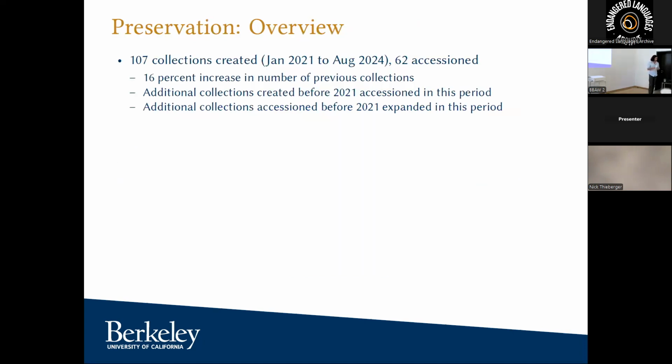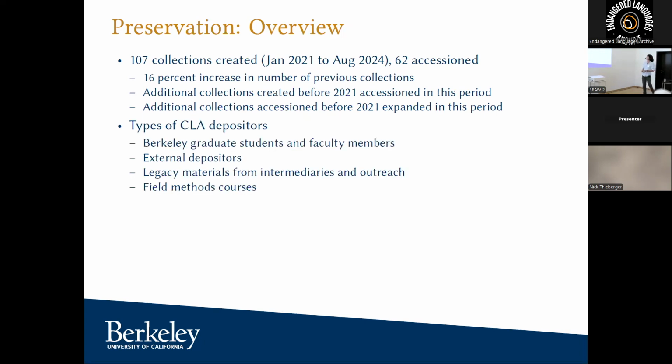Now I basically just want to walk you through some examples of each of those activities, especially the bit about legacy collections, which is going to be the majority of this. So in the last 4 years, we have created 107 collections, 62 of which have been accessioned. And in addition, there are many collections that were created before that time that have been accessioned in that window, and collections that have been increasingly developed in that time, including by some people in this room.